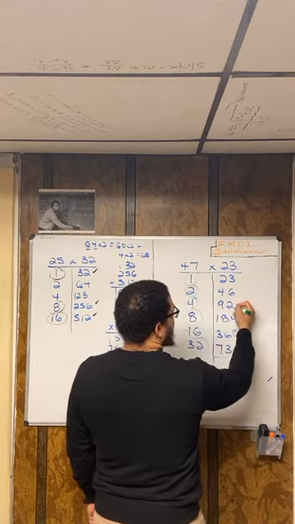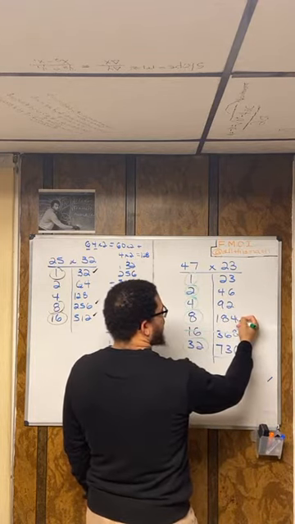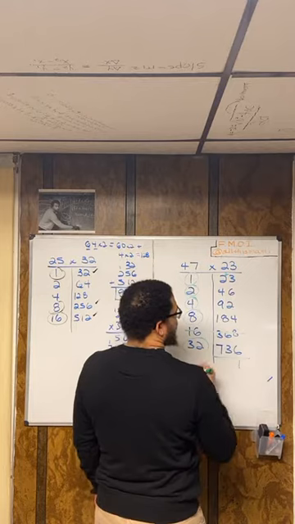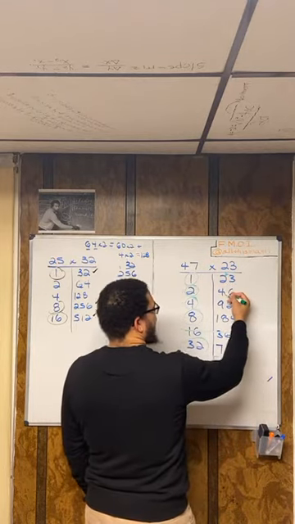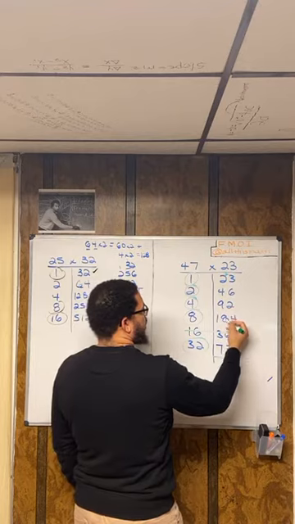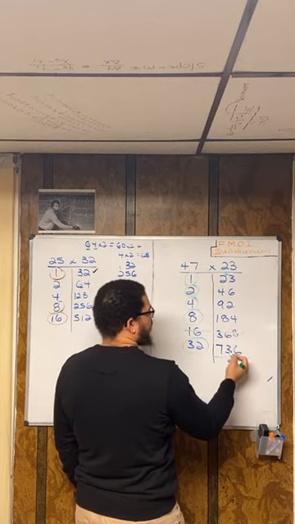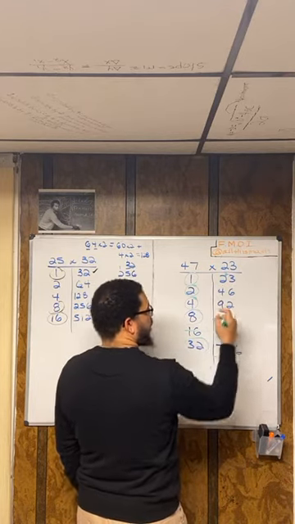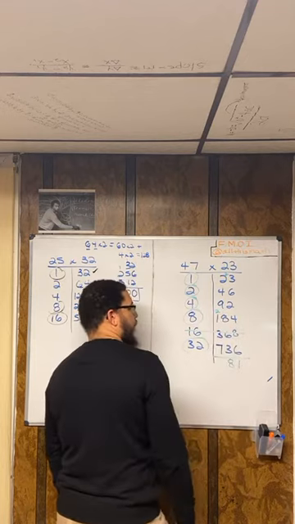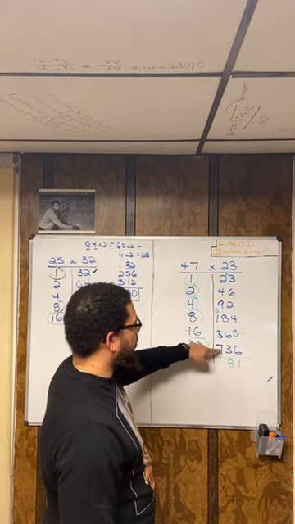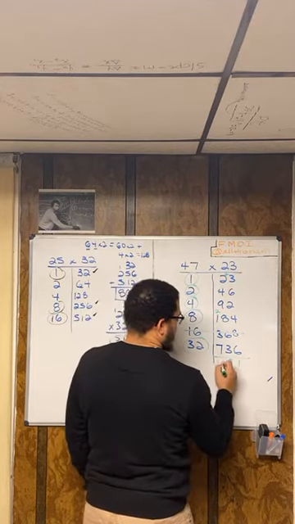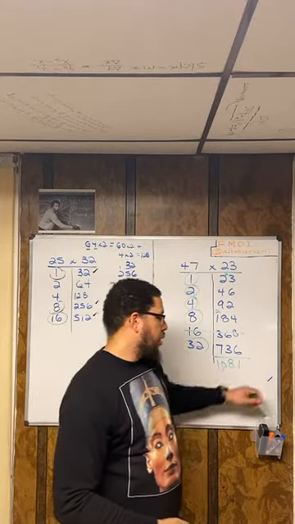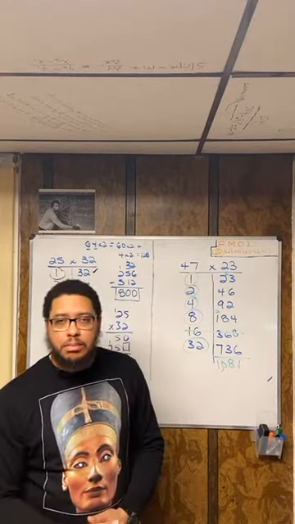3 plus 6 is 9. 9 plus 2 is 11. 11 plus 4 is 15. 15 plus 6 is 21. So I write a 1, and I carry the 2. 2 plus 2 is 4. 4 plus 4 is 8. 8 plus 9 is 17. 17 plus 8 is 25. 25 plus 3 is 28. Write the 8, carry the 2. Can't go up here. I need a 3-digit number. Put the 2 right there. 2 plus 1 is 3. 3 plus 7 is 10. 1081. And that, my friends, is Kemetic multiplication or ancient Egyptian multiplication.